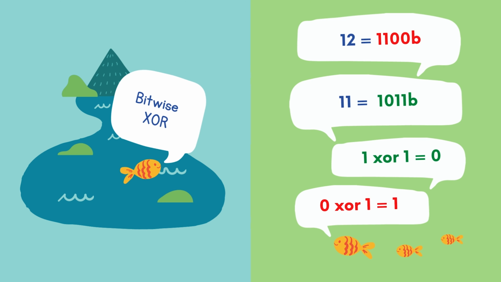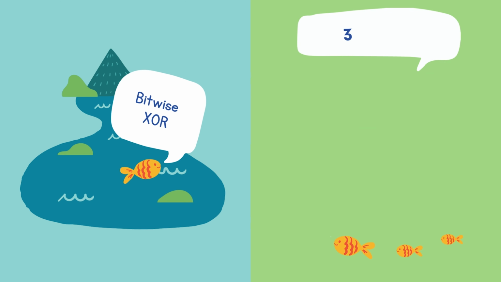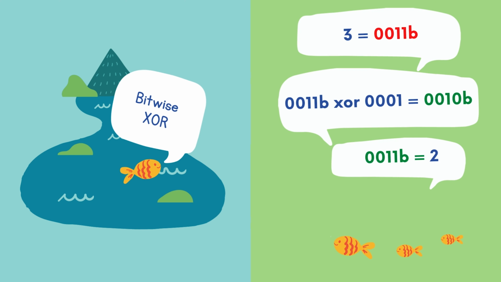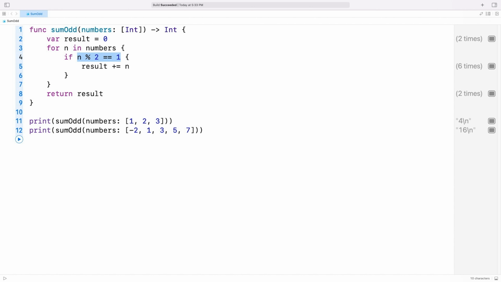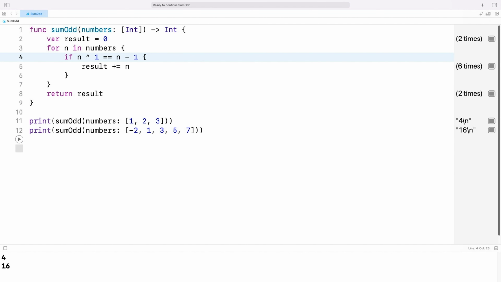I'll show you what I mean through an example. Take the number 3. Its binary representation is 0011, or simply 11. 3 XOR 1 equals 2, and as we can see, the result is indeed equal to 3 decremented by 1. Now let's see how we can use this in our code. I'll change the condition if n modulo 2 equals 1 to if n XOR 1 equals n minus 1. And the function should work exactly the same. Yep, same results.